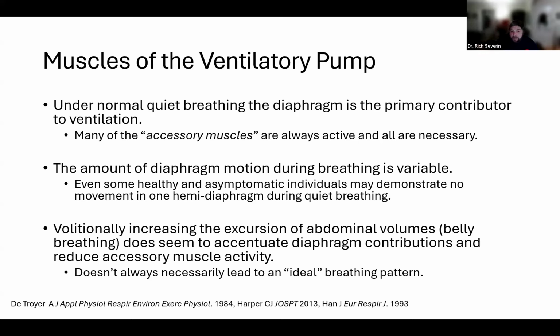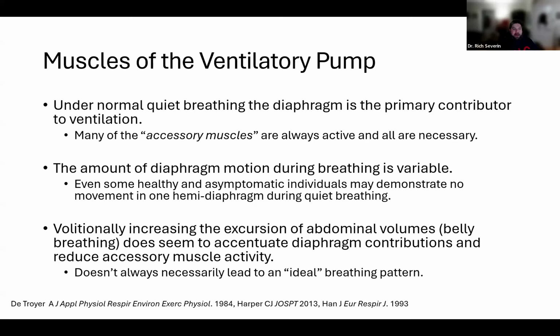The diaphragm is the primary contributor to ventilation. It's the primary muscle, about 80%. But again, those things we think of as accessory muscles, some of them are always active. Again, the scalenes, the parasternals, or intercostals are always active and actually very necessary. And as we begin to exercise, as demand increases, the contributions of those muscles also increase. So I think the term accessory is a bit of a misnomer, because that makes them seem unimportant or an afterthought. They're actually really important for exercise responses.